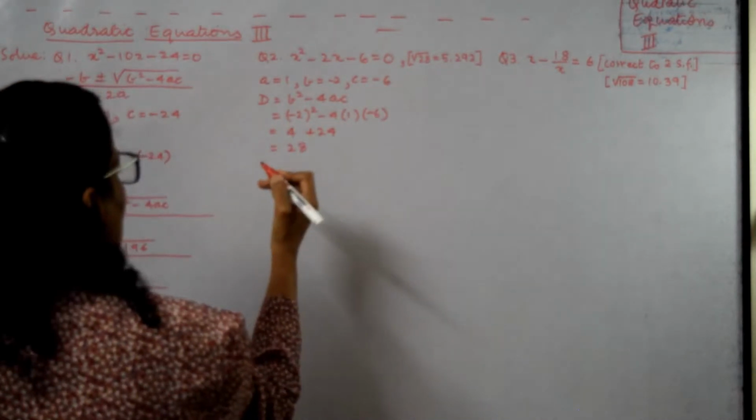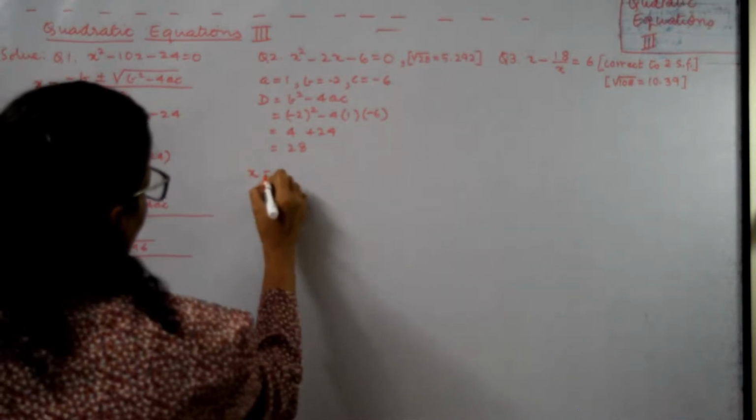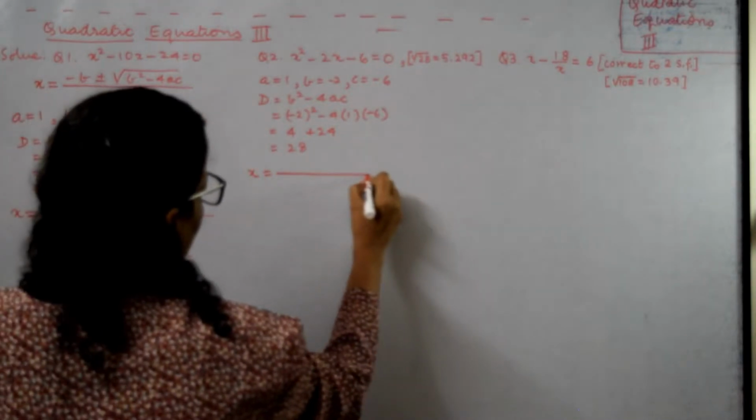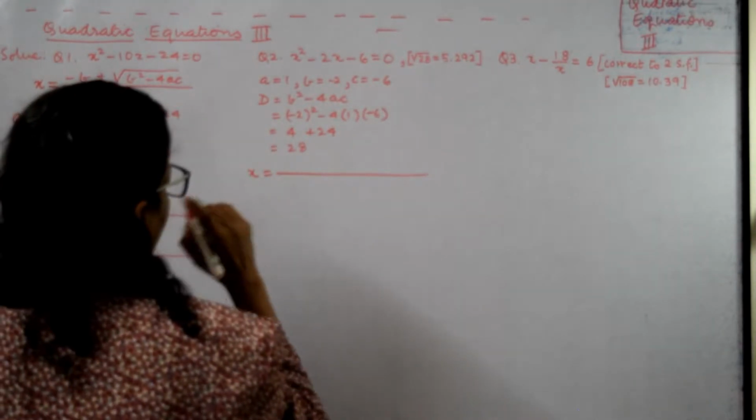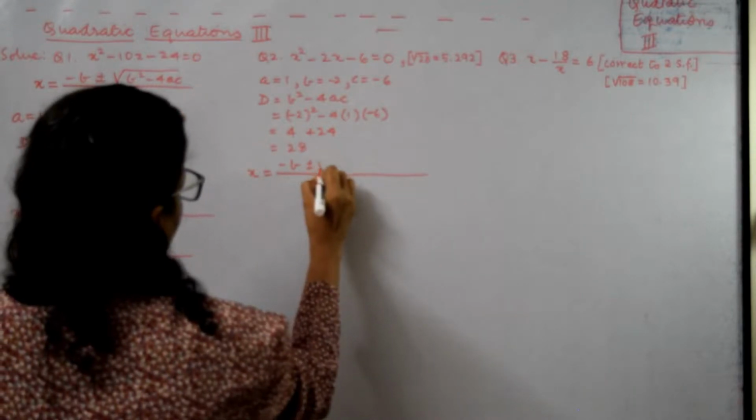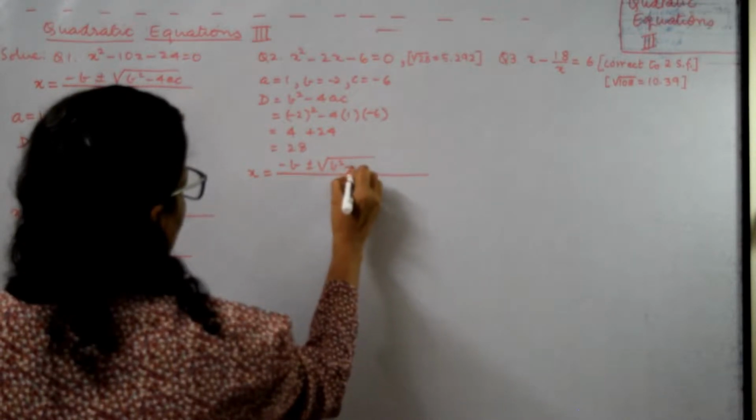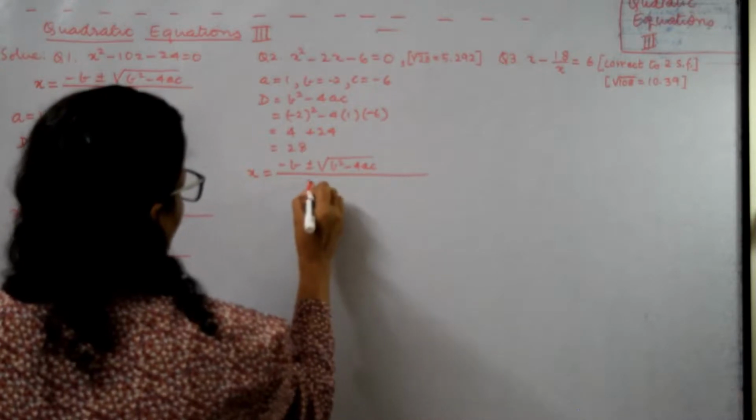So let us understand the use of our formula. We write the formula in order to find the roots. It will be minus b plus or minus root of b square minus 4ac upon 2a.